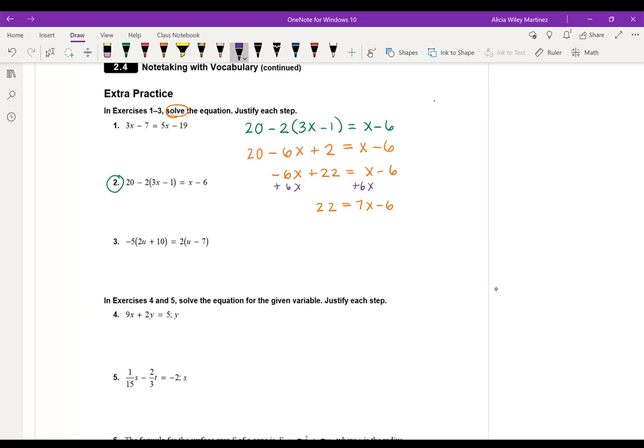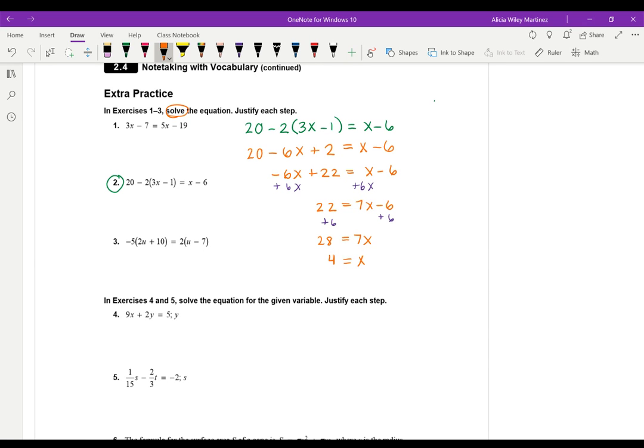From there, I'm going to add 6 to both sides. When I add 6 to both sides, I get 28 equals 7x. That allows me to have variables on one side and numbers on the other. Last step is going to be to divide 7 on both sides. I'm going to do that part in my head. That will cancel out the 7, leaving me with 28 divided by 7, which is 4.